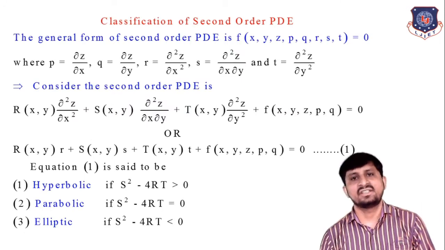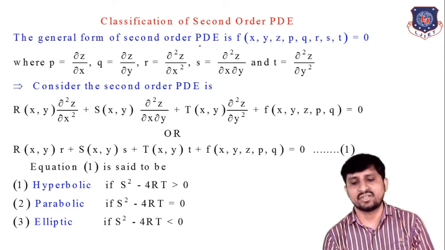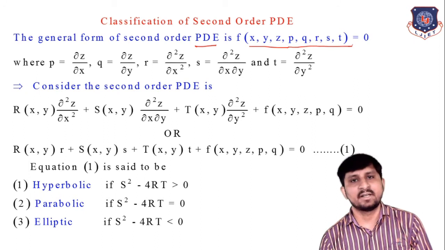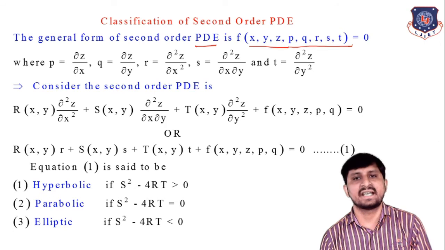So the next topic of this chapter, and this is the last topic of this chapter, is classification of second order partial differential equation. You can see on the screen that the general form of a second order partial differential equation is f of x, y, z, p, q, r, s, t equal to 0, where x and y are independent variables, z is a dependent variable depending upon x and y, p and q are first order partial derivatives. We know that p is nothing but del z by del x, q is nothing but del z by del y, where r, s and t are second order partial derivatives.